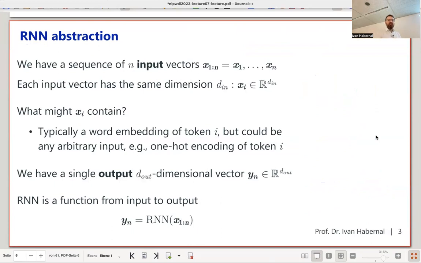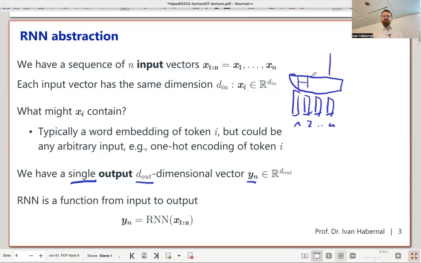So this was the input, and then the network will have some sort of single output of dimension d out. So it's going to be a vector, and we're going to call it yn. Why this index n will be clear in the next slide. But basically, we have a bunch of vectors on the input, 1, 2, until n, and then there is some neural network in between, and then there will be an output of this function which will be a vector.